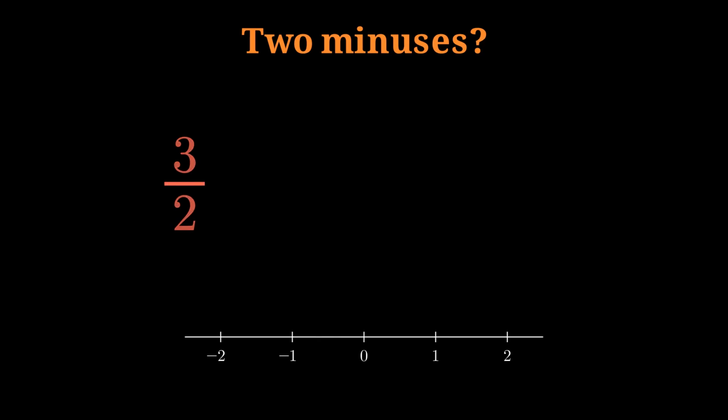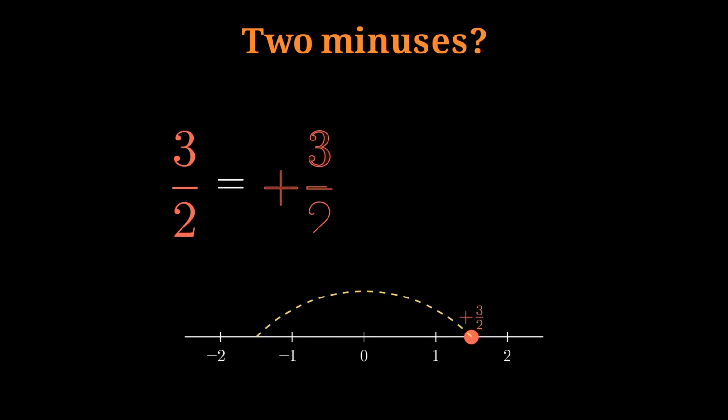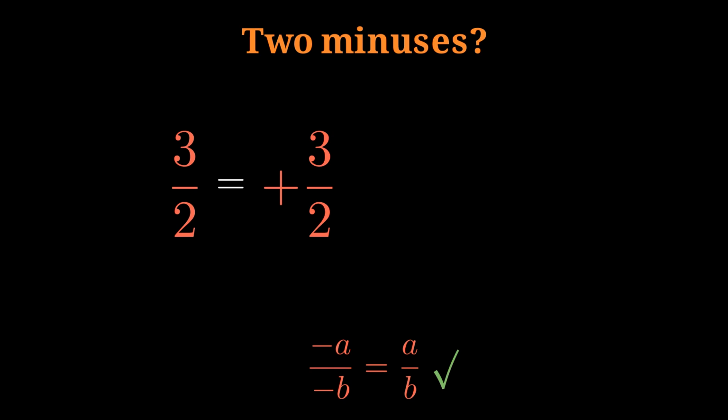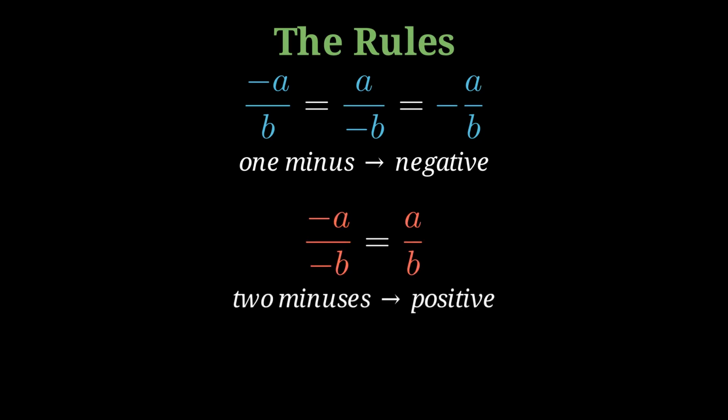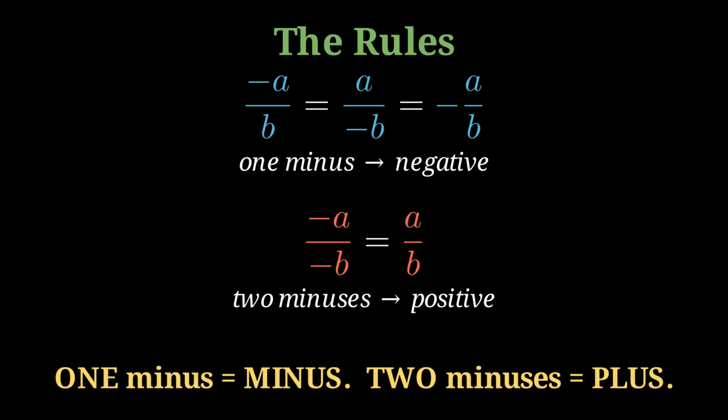What if we put minuses on both, top and bottom? They cancel, poof. The fraction jumps to positive. Negative over negative equals positive. 1 minus sign, anywhere, means the fraction is negative. 2 minus signs, they cancel, the fraction is positive. 1 minus, minus. 2 minuses, plus.